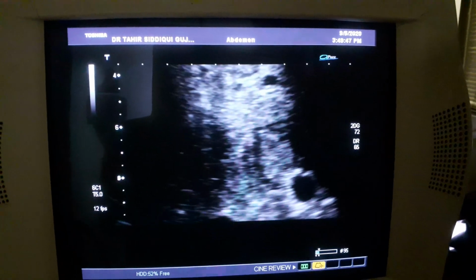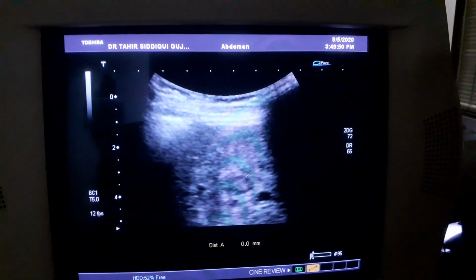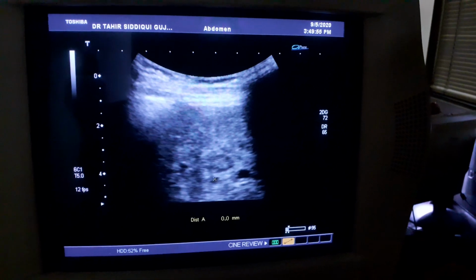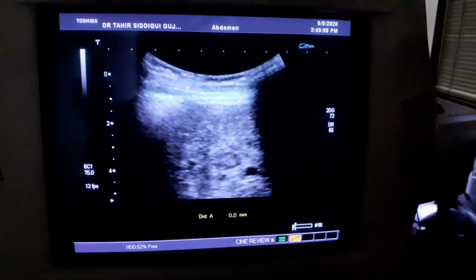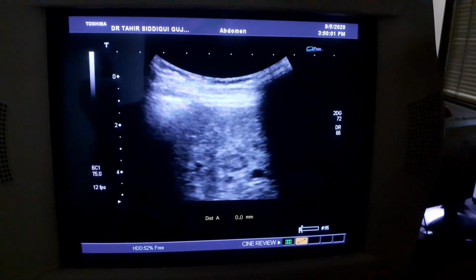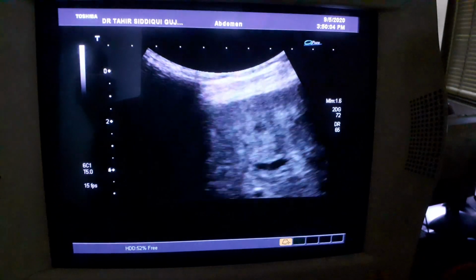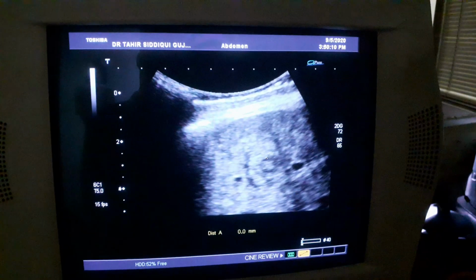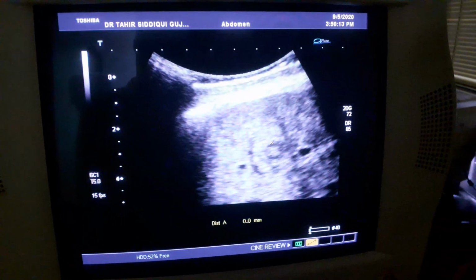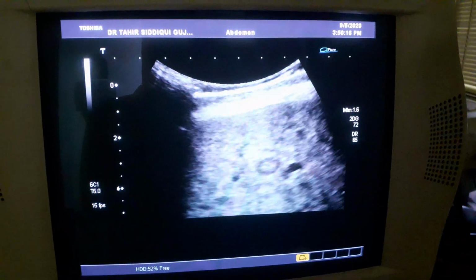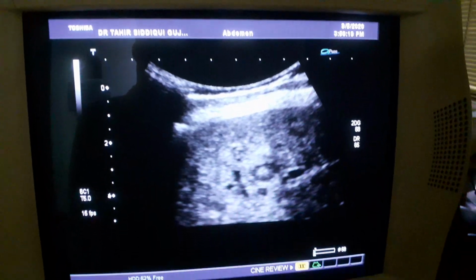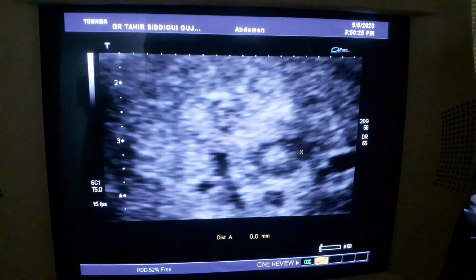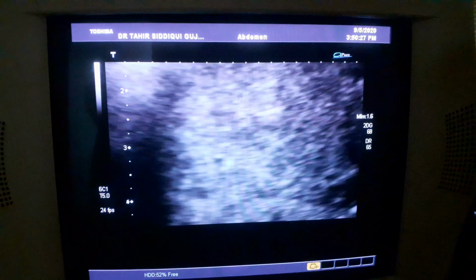Now you see there is a sub-centimeter bullseye appearance. Now this is echogenic in the center, hypoechoic at the periphery, well demarcated, a small sub-centimeter solid lesion. This is a metastatic lesion. These are how they appear mostly. See this one? There is another one. This is a metastatic lesion. Now see echogenic center, hypoechoic periphery, typical bullseye appearance.